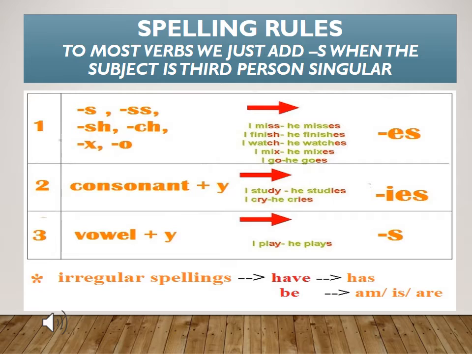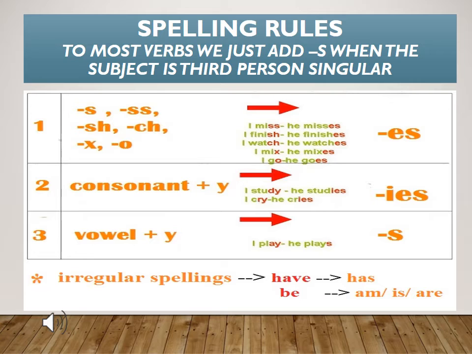Here I have written in the spelling rules that to most verbs we just add s when the subject is third person singular. But to verbs that end in s, double s, sh, ch, x or o, we add es. As you can see, miss changes into misses and finish changes into finishes. Watch changes into watches and mix changes into mixes and go changes into goes.